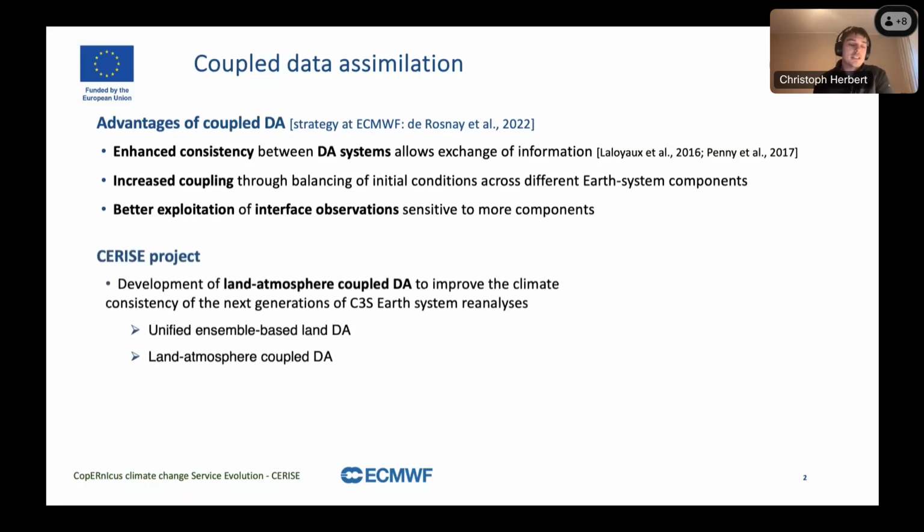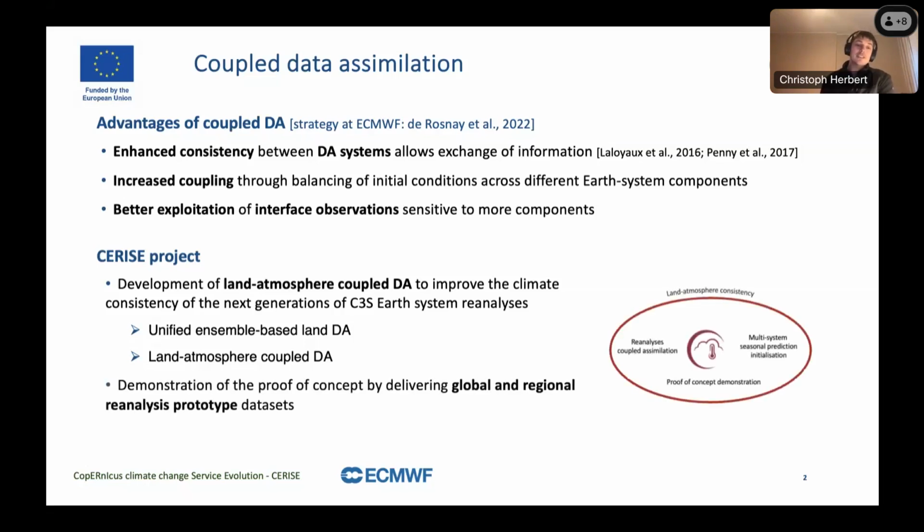And the project I'm working in is called CERISE. And CERISE is focusing on land atmosphere coupled DA. And so there are different work packages, and one of them is looking at unifying our current land system to make it suitable for these activities of outer loop land atmosphere coupling. And then the second step, having this land atmosphere coupling in place. And this is what I'm going to be focusing on here.